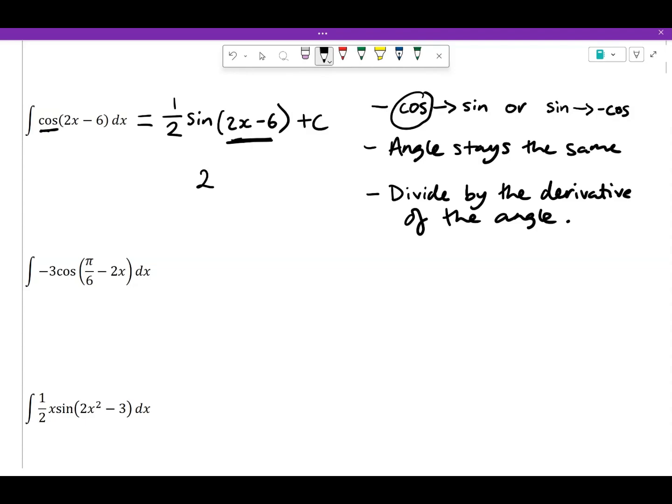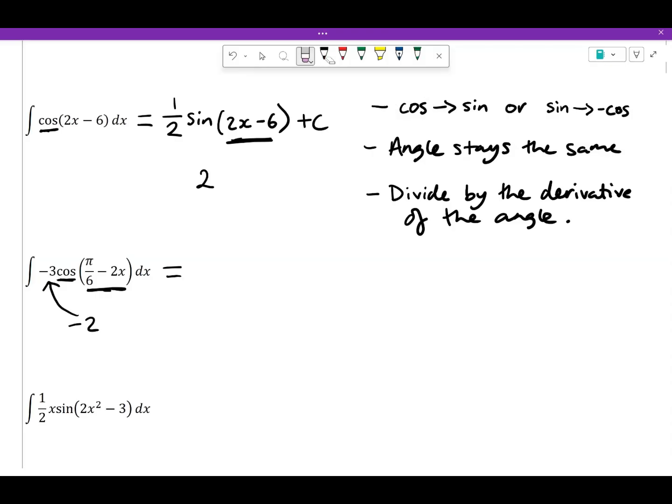So let's do our reverse chain rule check. If I differentiate my angle, so pi over 6 subtract 2x, well, pi over 6 is a constant, so that differentiates to 0, and negative 2x differentiates to negative 2. Then compare the negative 2 to negative 3. Are they numerical multiples? Yes, they are. So we're good to go. Let's do our steps. So we have cosine in front.